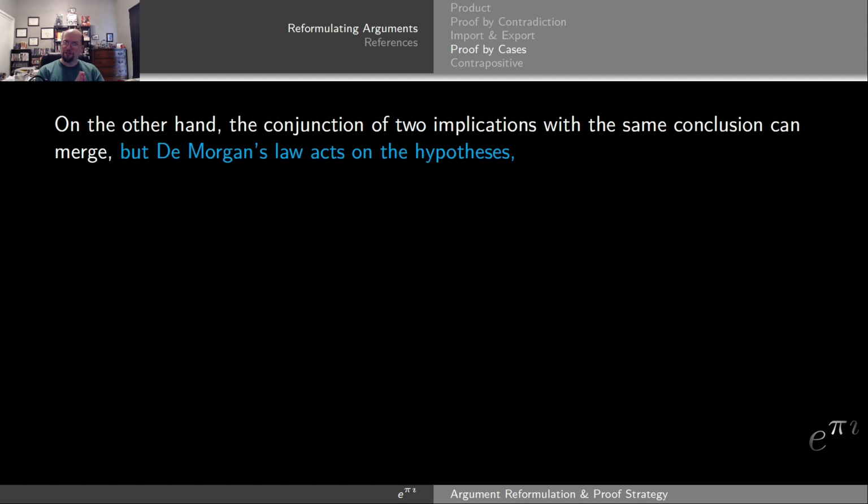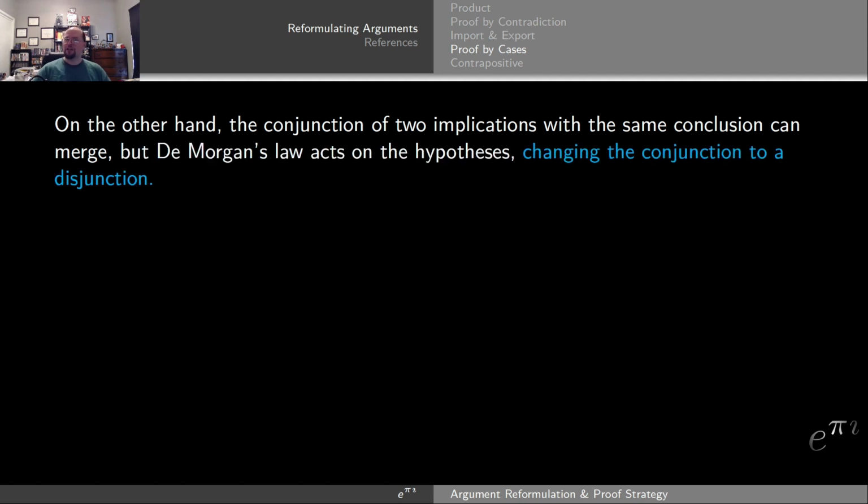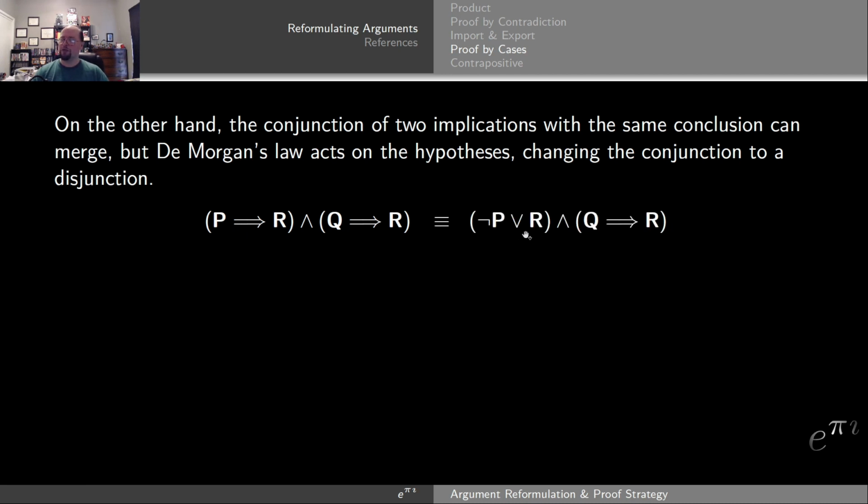On the other hand, the conjunction of two implications with the same conclusion can merge. But De Morgan's law acts on the hypotheses, changing the conjunction into a disjunction. So let's consider again. P implies R, conjunction Q implies R. Let's rewrite those implications. The first one would become negation of P disjunction with R. The second one would become negation of Q disjunction with R.